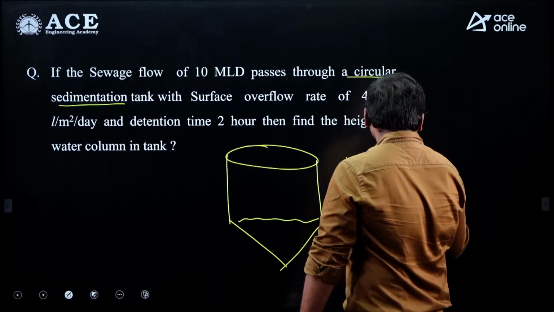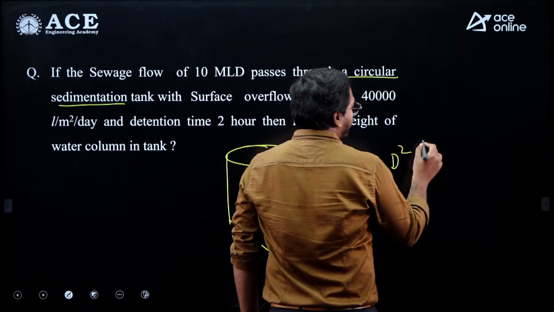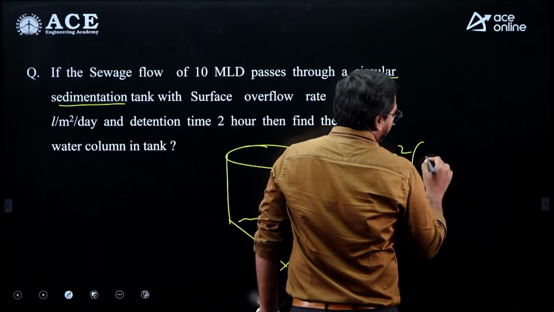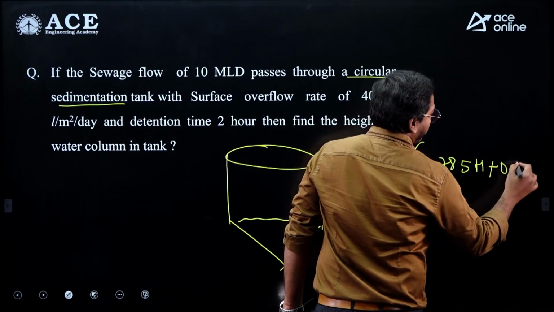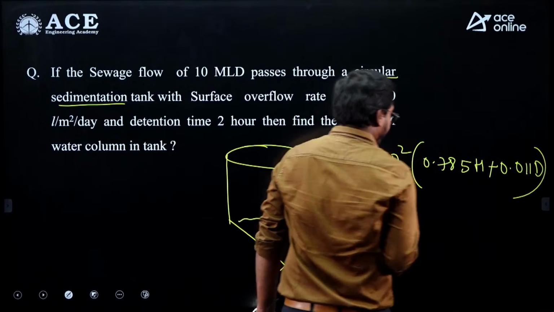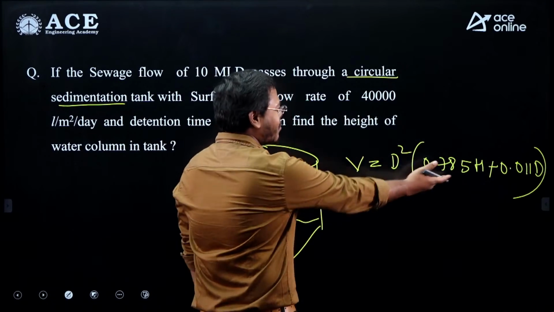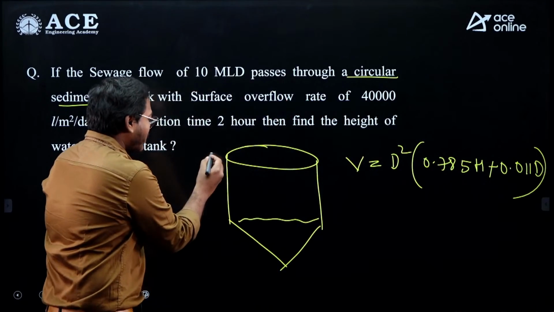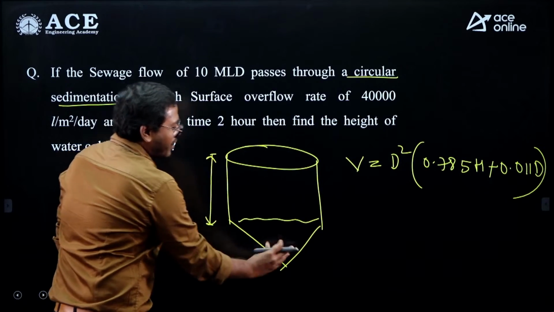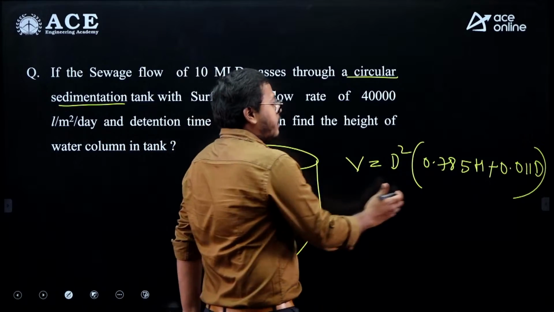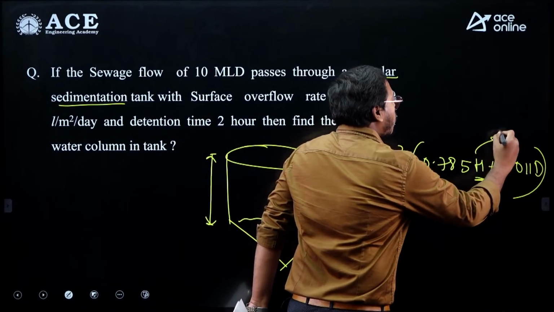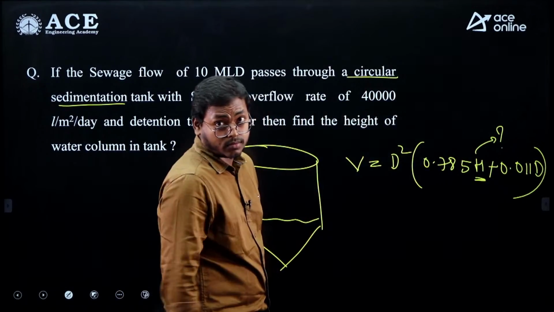So what will the volume become? If you recollect, the formula was d square into 0.785 h plus 0.011 d. I hope you people remember it. It is nothing but pi d square into h plus this conical part wala volume, right? So now, here he is asking what is the value of this h. That is the question. How to get it?